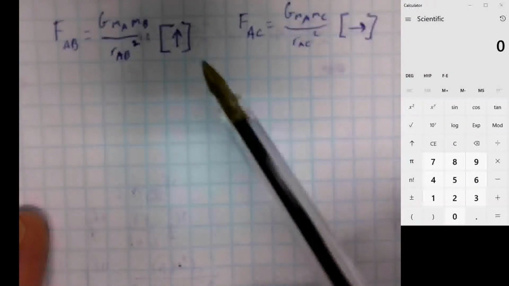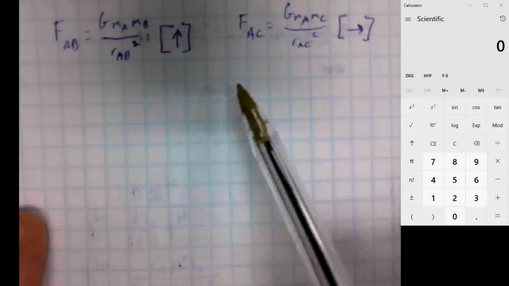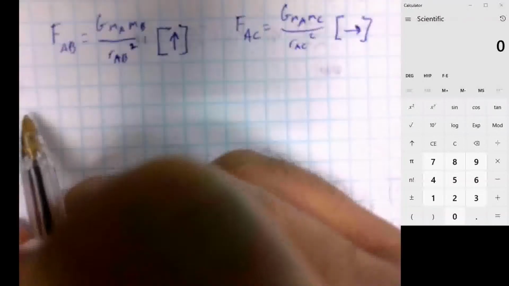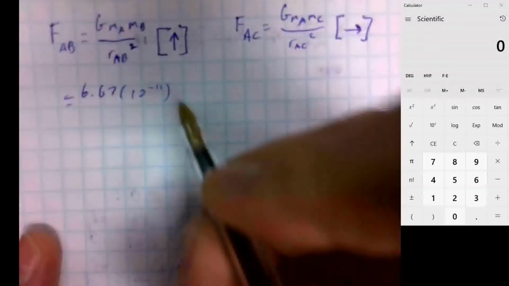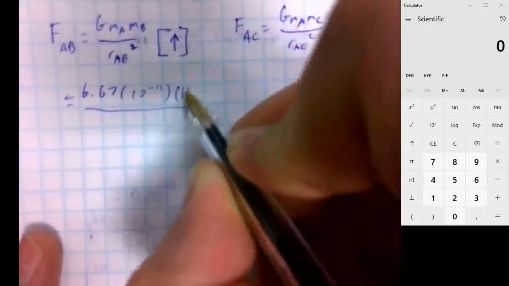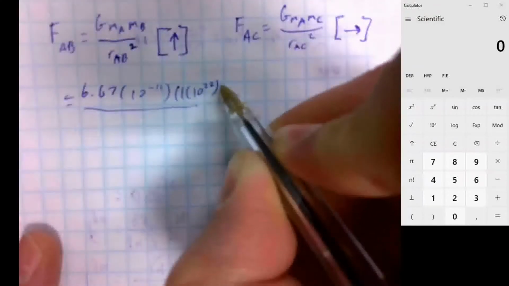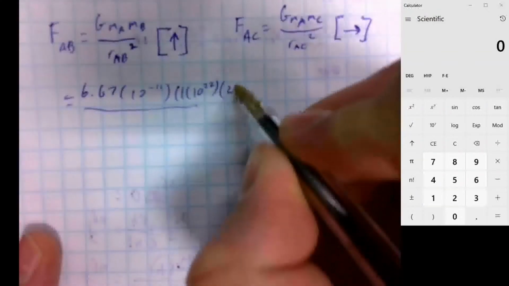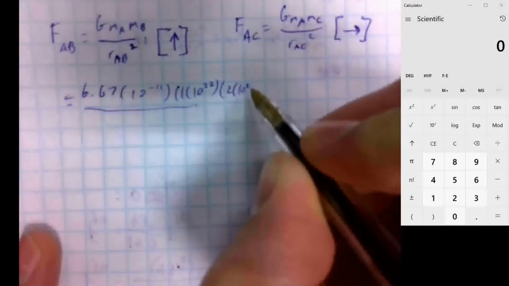I don't have to include these directions each time. I'm just doing that to show you. Now, these are two separate calculations, so I'll do them separately, but they are essentially the same type of calculation. So our mass of A, which is 1 times 10 to the 20, our mass of B, which is 2 times 10 to the 20.